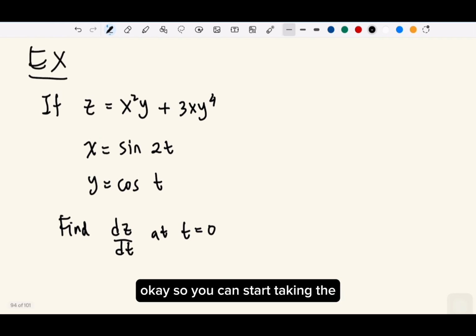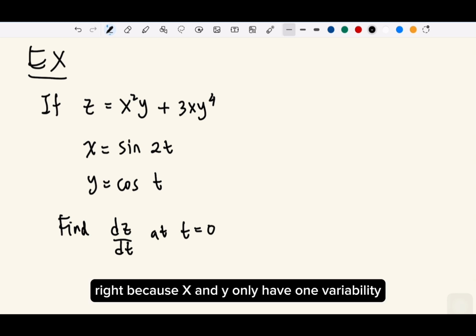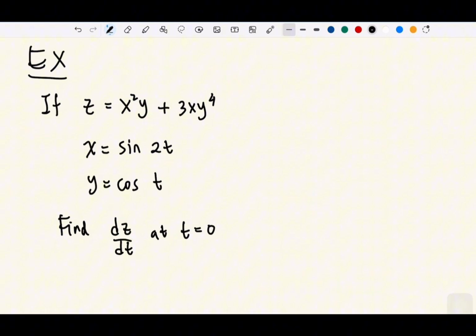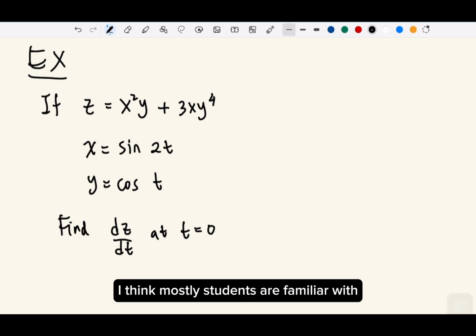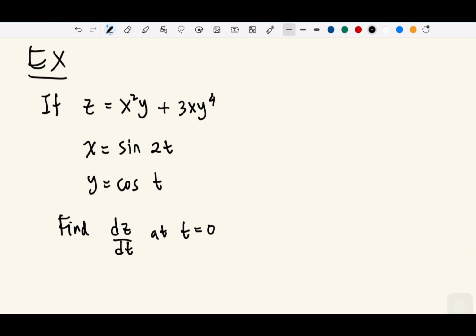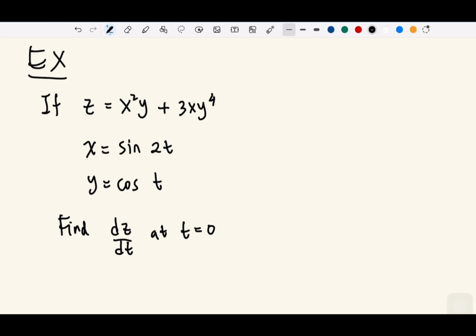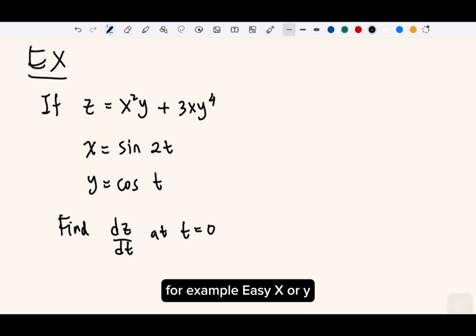You can start with the tree diagram if you want, but I think it's not too complicated, because x and y only have one variable t. But we'll try first. I think most students are familiar with partial derivatives, right? Do you agree, or do you still have some problem with that? If you partially differentiate z with respect to x or y, it's not too complicated. But now we include the chain rule.